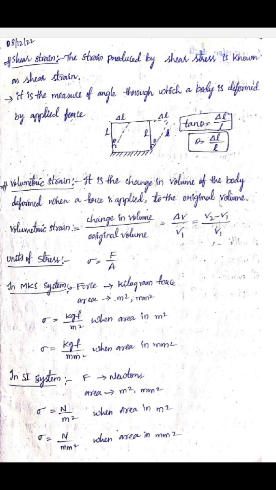Units of stress, sigma equal to F by A. In MKS system, force in kilogram force, area in meter square or mm square. Sigma equal to kgf by m square when area is in meter square. Sigma equal to kgf by mm square when area is in mm square. In SI system, F is in newtons, area in meter square or mm square. Sigma equal to N by m square when area is in meter square. Sigma equal to N by mm square when area is in mm square.